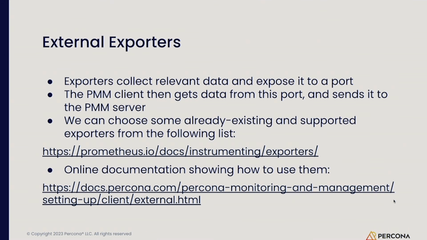So then, again, PMM client connects to this port, and what it does, it acts basically like a proxy between that exporter and PMM server, and just forwards the metrics. And then in this link, you have some exporters that are already known to work with Prometheus, which again, we use Victoria Metrics, but it's like a drop-in replacement. And then the online documentation on how to use this, okay? This is for the external exporters, and this is for getting the exporter.